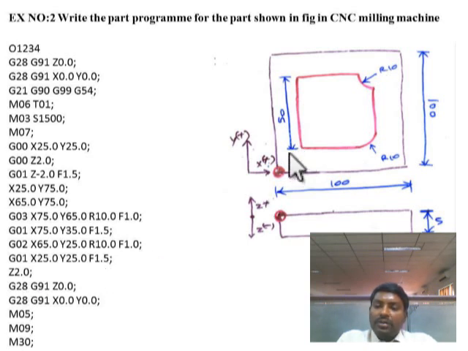After that, the tool has to be taken outside, so I have used Z2. If you give Z2, the tool which was inserted into the workpiece will come out of the workpiece to a length of 2 mm. After that, the tool should be brought back to the reference point, that is G28 G91 X0.0 Y0.0. After that, the spindle should be switched off, M05. After that, the coolant motor should be switched off, M09. After that, at the end of the program, it should be stopped and returned to the initial point. That's why I have used M30.